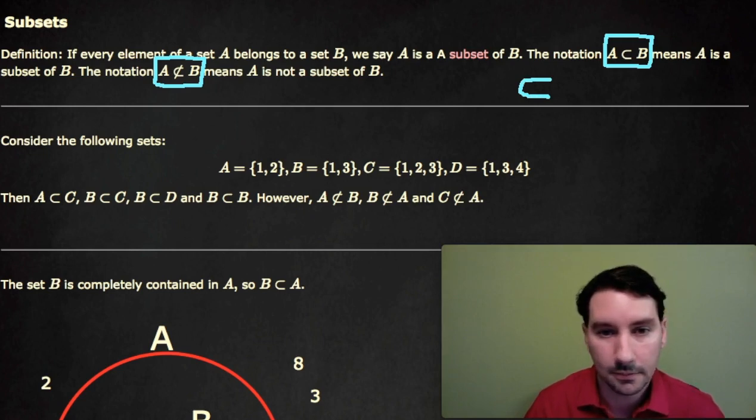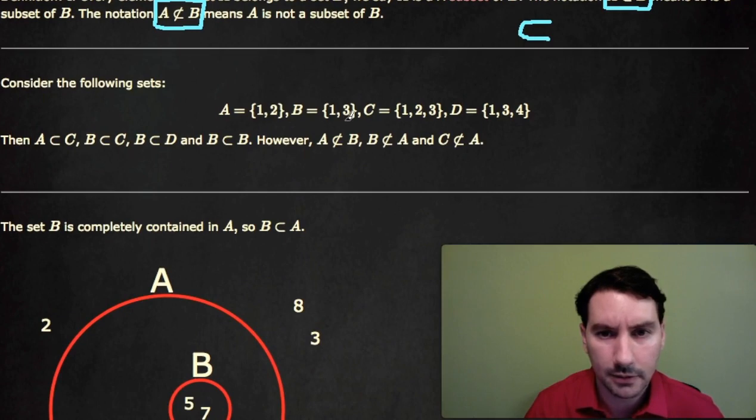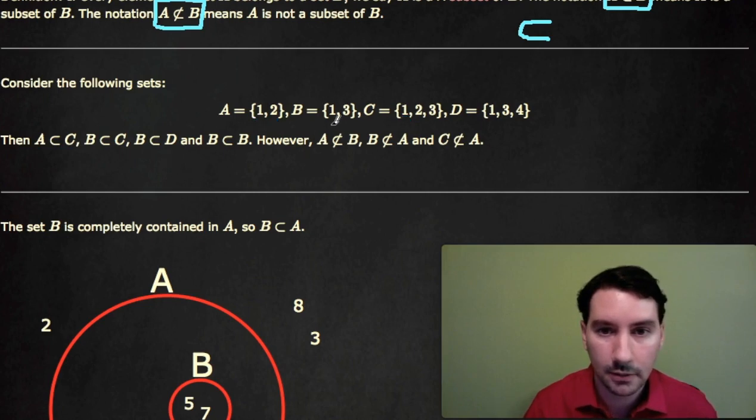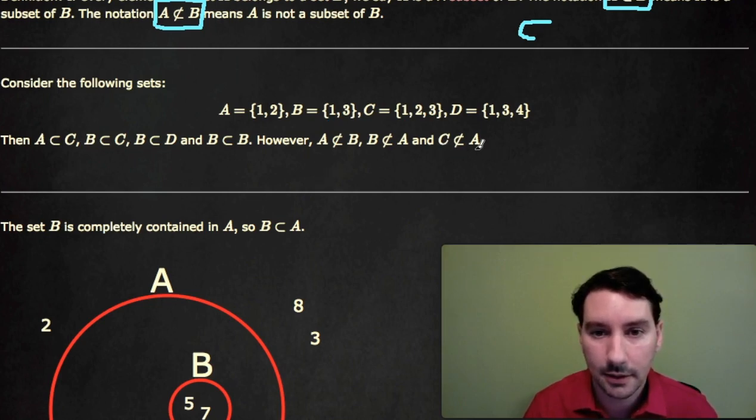So let's look again at some fairly simple examples. Let's say that A is {1, 2}, B is {1, 3}, C is {1, 2, 3}, and D is {1, 3, 4}. Then A is a subset of C, because every element of A, 1 and 2, belongs to C. They're also inside of C, 1 and 2. So A is contained in C. Likewise, B, which has the elements 1 and 3, are also in C. So 1 and 3 are also in C, and therefore B is contained in C. On the other hand, C is not a subset of A, because C has the element 3, and 3 does not belong to A. So C is not contained in A.